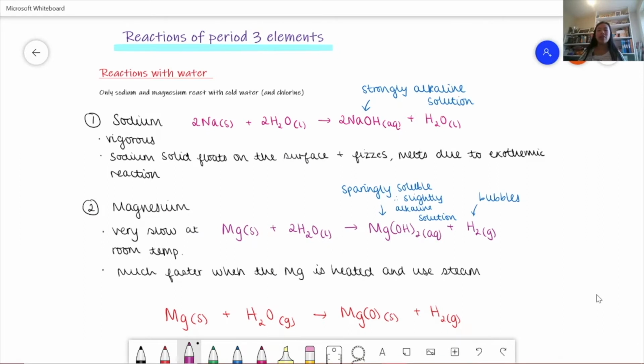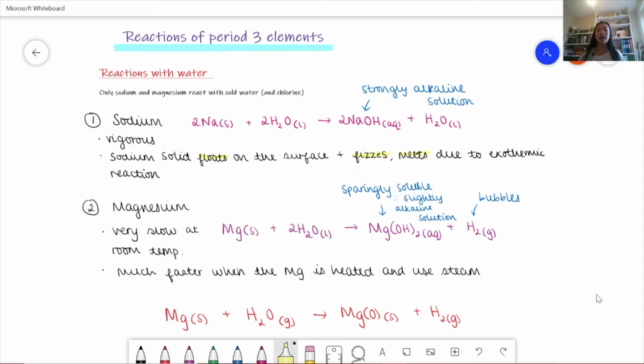So now we're going to look at the reactions of period 3 elements. We're first going to look at their reactions with water. So only sodium and magnesium react with cold water and also chlorine. Firstly we're going to look at sodium, and sodium has a vigorous reaction with water. The sodium solid floats on the surface and fizzes, and it melts due to the exothermic reaction because heat is given off.